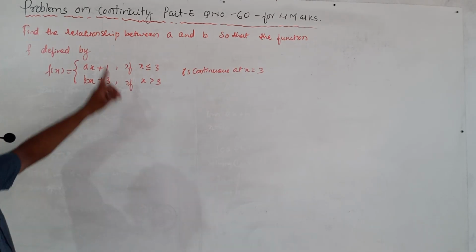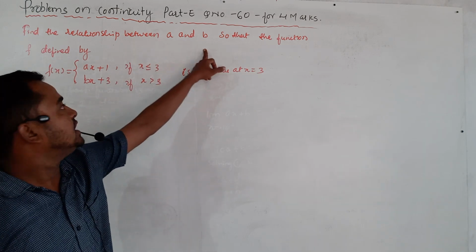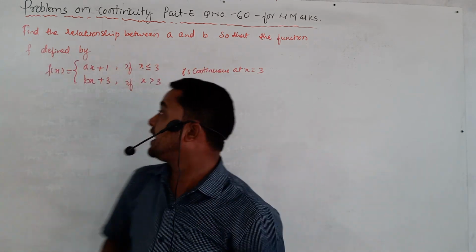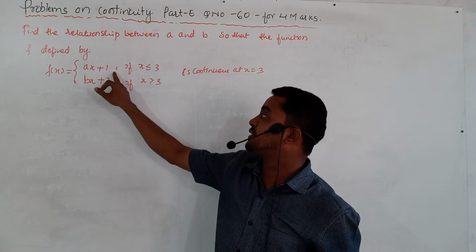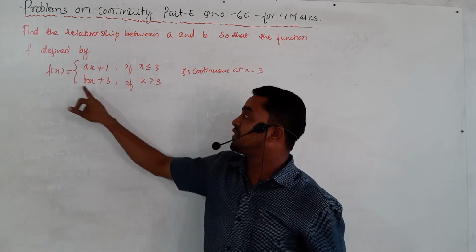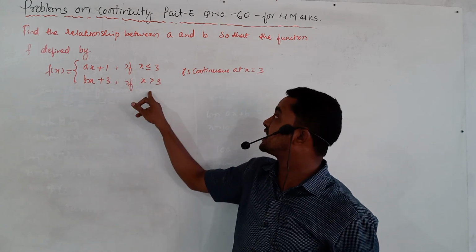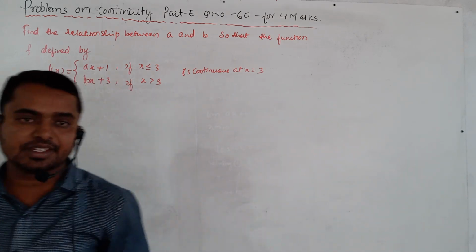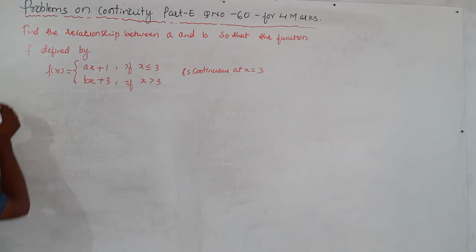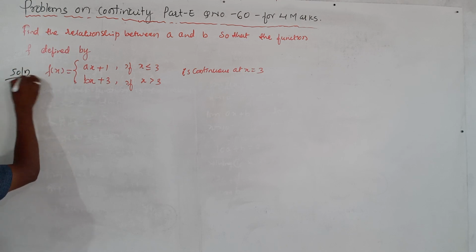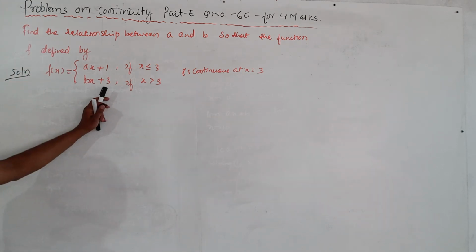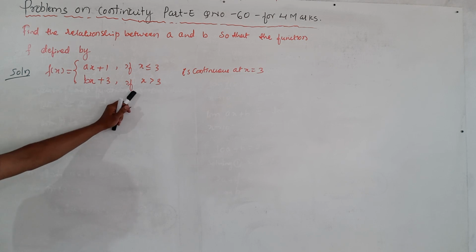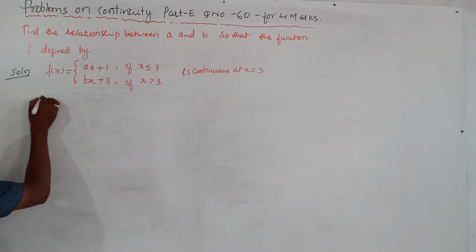So, next question: find the relationship between a and b so that the function f defined by f of x is equal to ax plus 1 if x is less than or equal to 3, f of x is equal to bx plus 3 if x is greater than 3, is continuous at x is equal to 3. Write the solution, first step as it is. So, the given function is continuous.